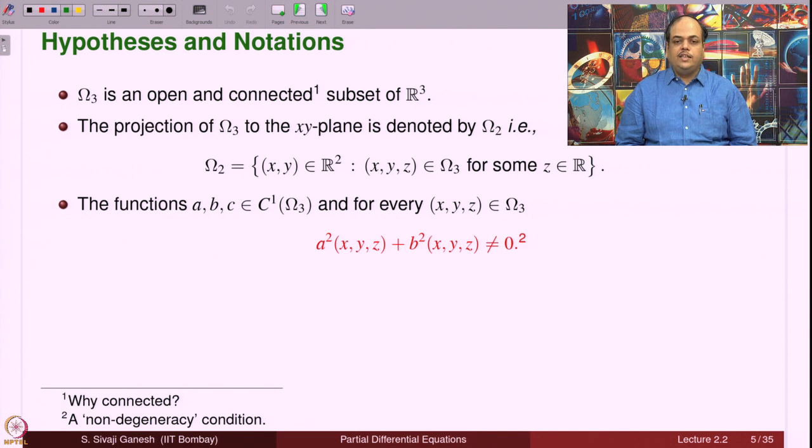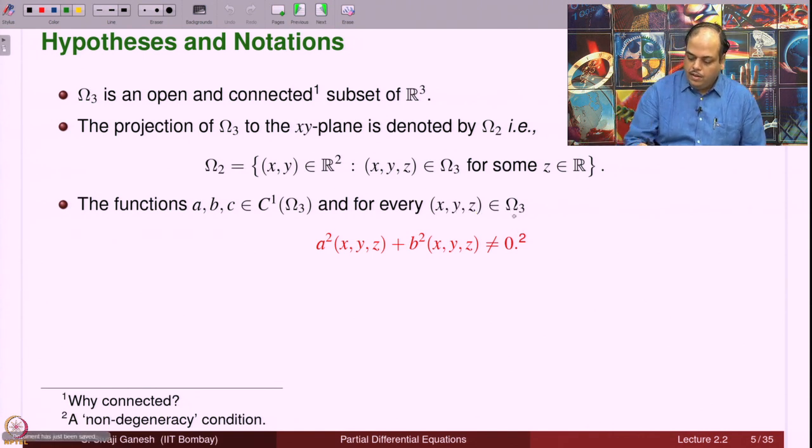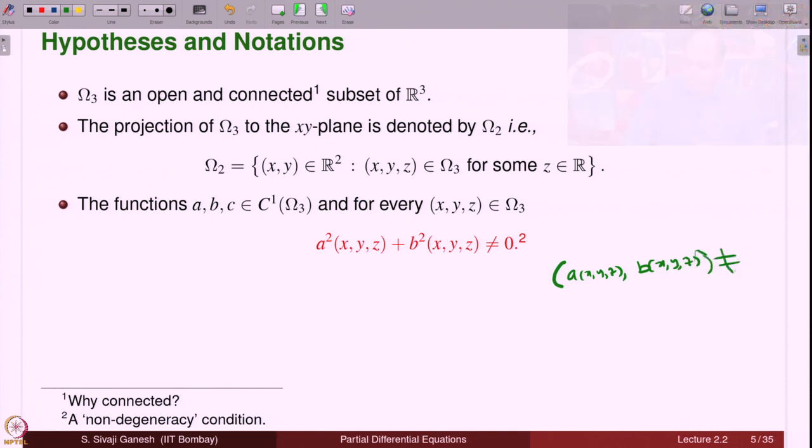And we need this non-degeneracy assumption, which says that at any point (x, y, z) in omega 3, at least one of the two functions a and b should be non-zero. A way to express that is a squared plus b squared is not equal to 0 at every point (x, y, z). Another way to write the same thing would be this: (a(x, y, z), b(x, y, z)) is not equal to (0, 0). This is another way of writing the same thing.